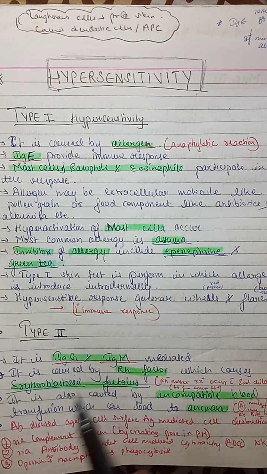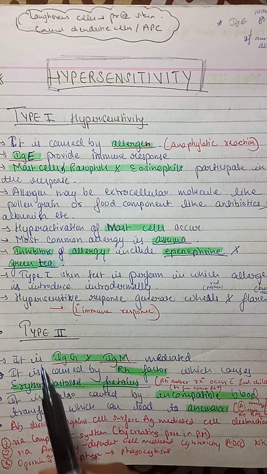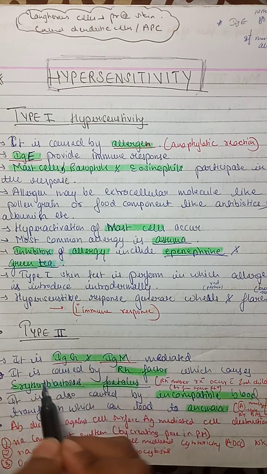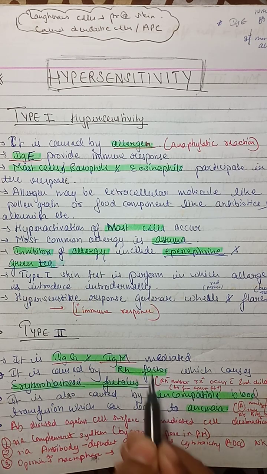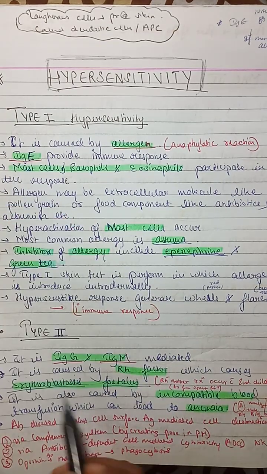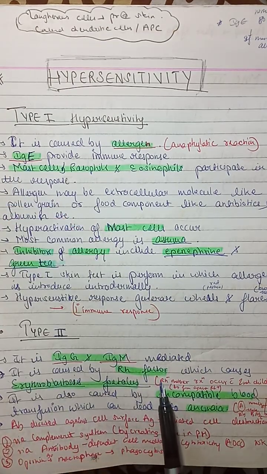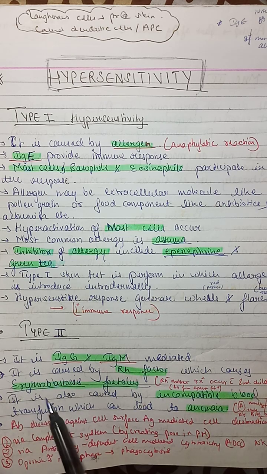Let's see type 2 hypersensitivity. Type 2 is basically mediated by IgG and IgM antibodies. (Type 1 is mediated by IgE antibody.) It is caused by the Rh factor, which causes erythroblastosis fetalis. What happens in this?